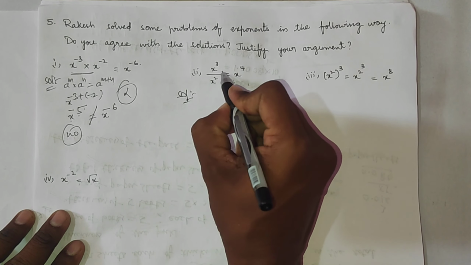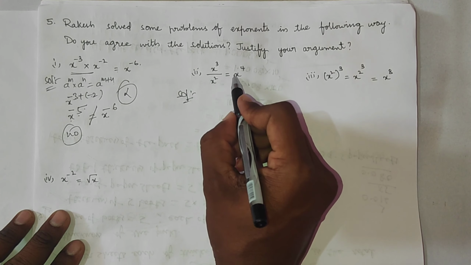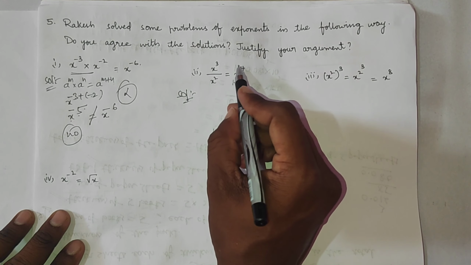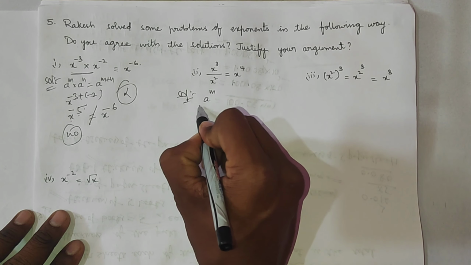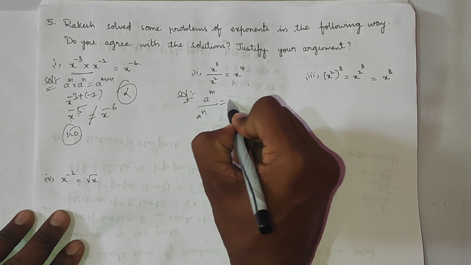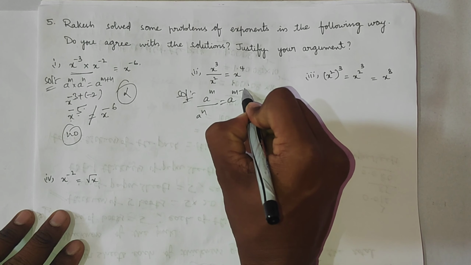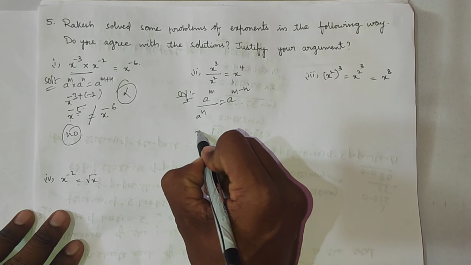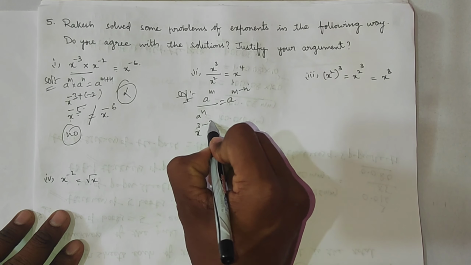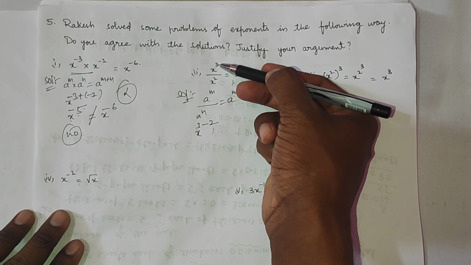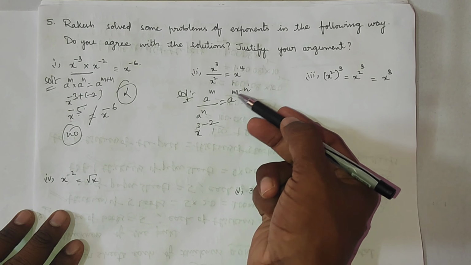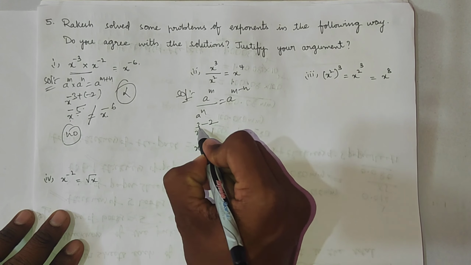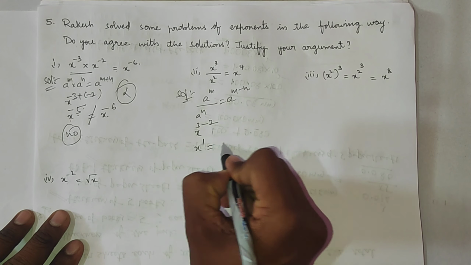What I did here: x cube by x square is equal to x to the power of 4. Clearly it is in the form of a to the power of m by a to the power of n. What's the formula? a to the power of m minus n. So x to the power of 3 minus 2, where m is 3 and n is 2. Nothing but m minus n, then 3 minus 2. Then 3 minus 2 is equal to how much? 1.